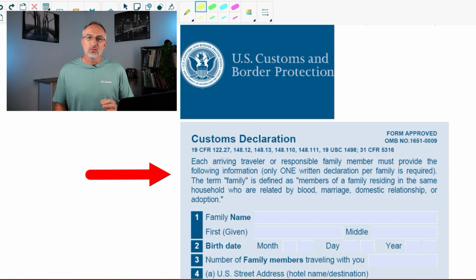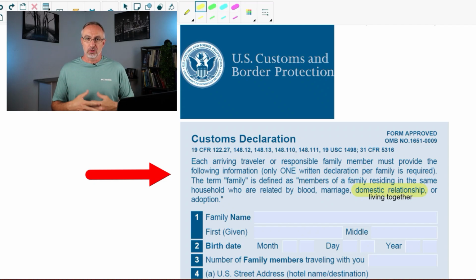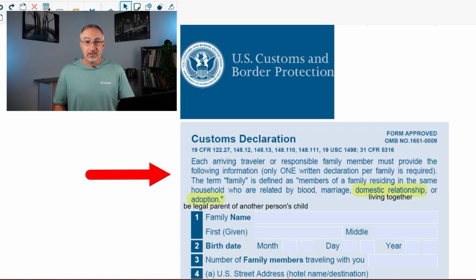And a domestic relationship. So what do we mean by domestic relationship? By domestic relationship, we mean that you're living together. Okay, so you're living together in a house. Maybe you're a boyfriend-girlfriend, or you're a family that shares the same household, so you have the same address. Or adoption. So what do we mean by adoption? Basically means that you are the legal parent or guardian of another person's child.